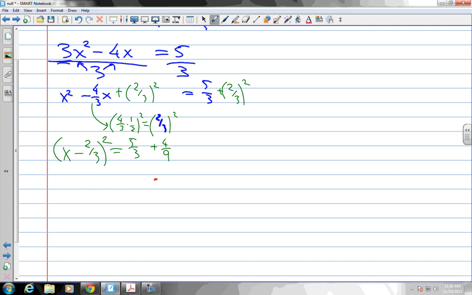What is 5/3 plus 4/9? How do I do that? Yeah, so times 3/3. So that becomes 15/9 plus 4/9, so 19/9. That's the constant on the right. So this is where we're at. X minus 2/3 squared equals 19/9.